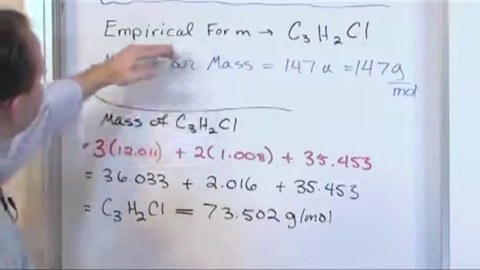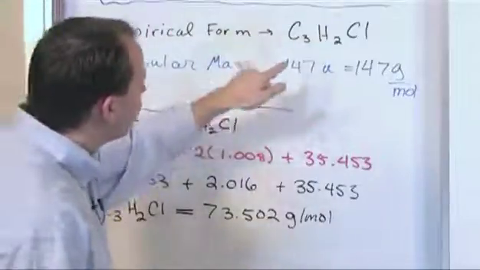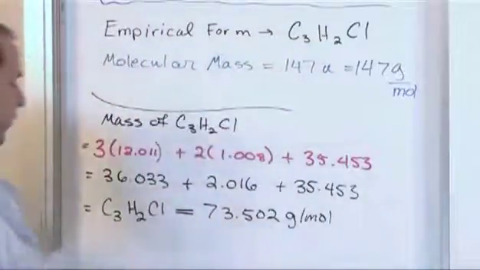All right, so we've used what the problem gave us to find the molar mass, grams per mole, of the empirical formula. So we have the mass of this. We also have the mass of the molecular formula. So what is the multiple here?